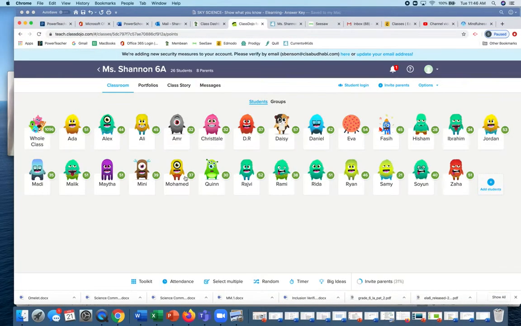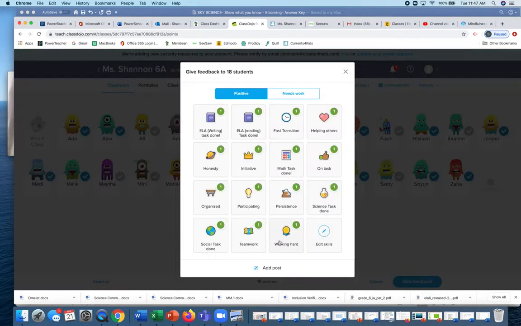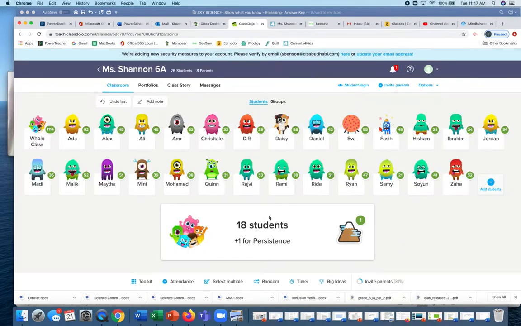Why not? Okay, so these are the people that I'll give points to quickly, if you did not even use your book. Okay, so let's see. Okay, Eva, Malik, and DR didn't. Ada didn't. Hashem didn't. Soyun and Daisy didn't. Mohammed and Jordan and Maddie and Daniel and Rajavi and Ryan and Amber and Quinn and Crystal and Zaha. Okay, cool. So you guys, I'm going to give you points for persistence or working hard. Persistence, that's a good one to use.